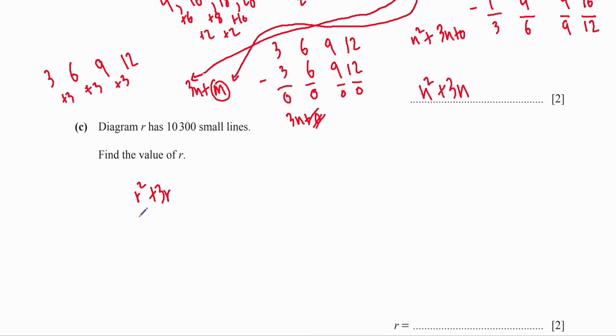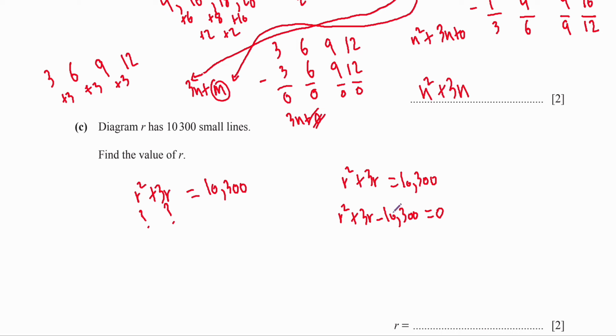And now you're saying for some value of R right here, you will actually end up getting 10,300 small lines. Well, this is just a quadratic equation, right? You have R squared plus 3R is equal to 10,300. Well, you can bring this to the other side. You have R squared plus 3R minus 10,300 is equal to 0.